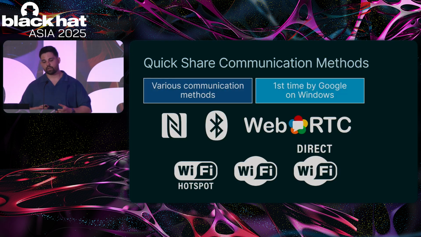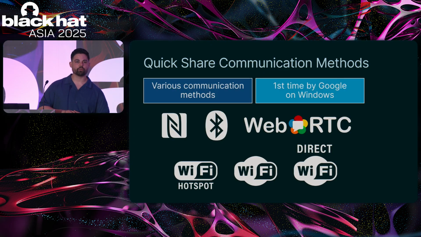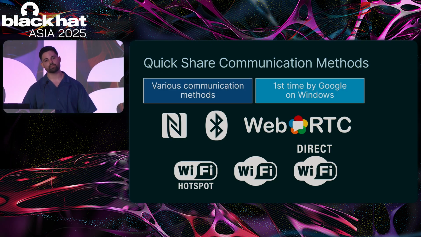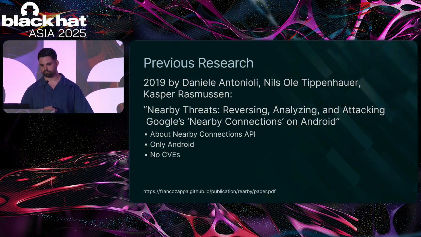In addition, QuickShare uses a variety of communication technologies, and as far as we knew, this was Google's first time implementing such communication technologies and using such APIs on Windows, so we assumed that there would be more room for mistakes.